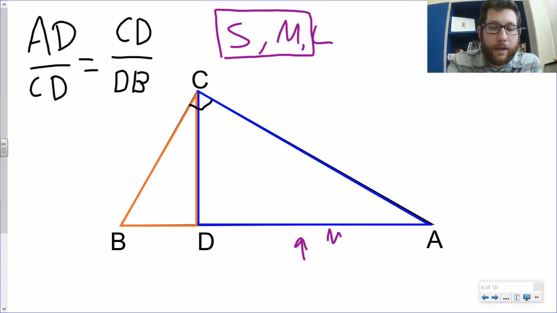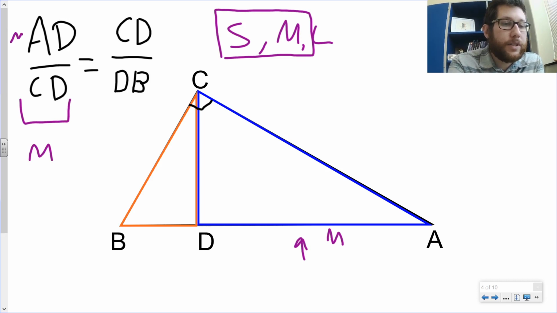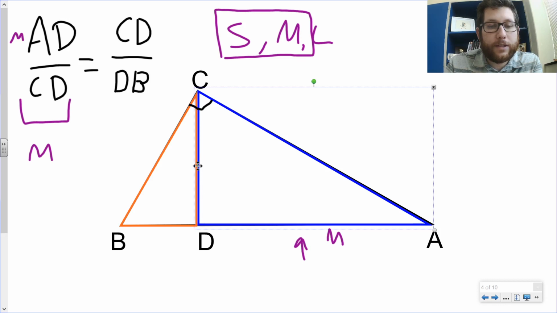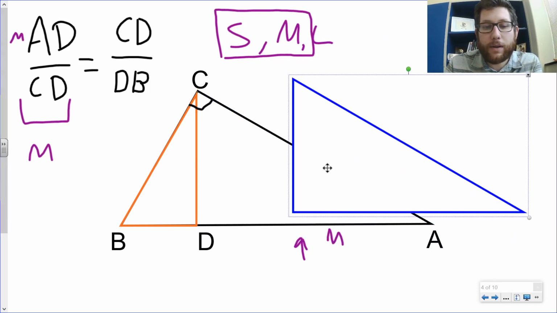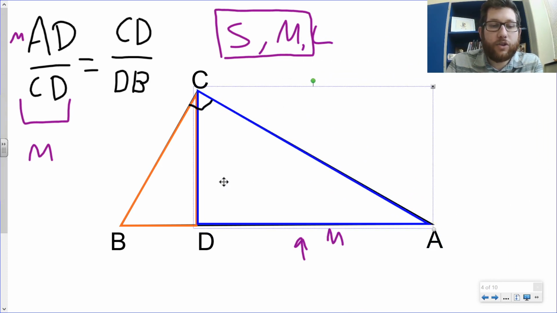Okay, I'm just going to put M here. So I put medium side. This is the medium triangle, right? And I've got the medium side of the medium triangle over, what do I have going on here on CD? Well, CD, again, we're thinking about this triangle right here. CD is the smallest side of that triangle. So this is the medium side over the small side. Okay, so that's my medium triangle.